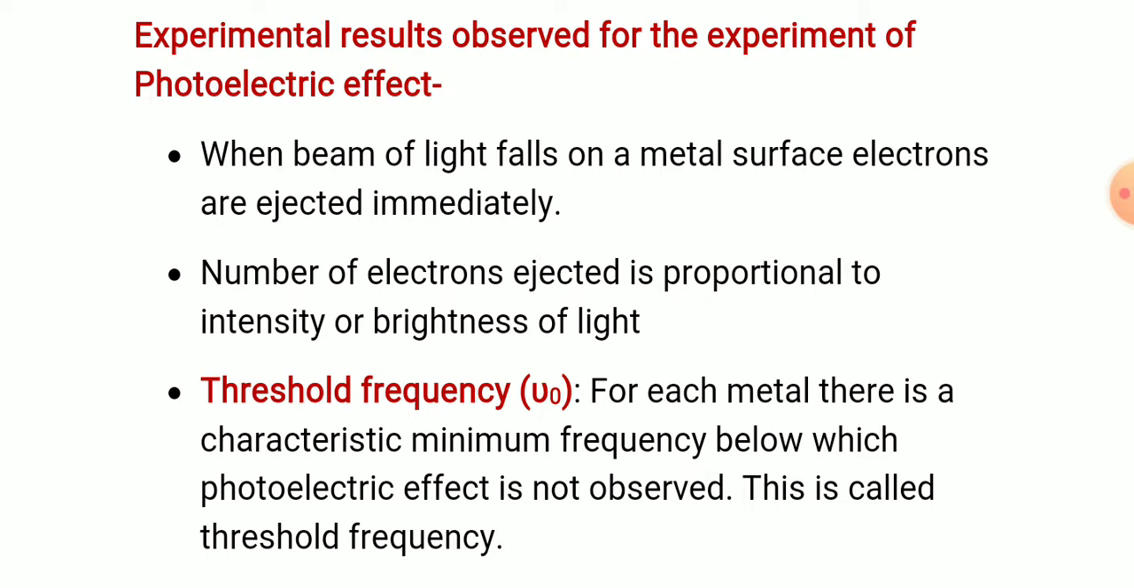Okay, so threshold frequency is represented by nu zero. For each metal, there is a characteristic minimum frequency below which the photoelectric effect is not observed, and this is called threshold frequency. You have to remember that for different metals, the value of threshold frequency is different.